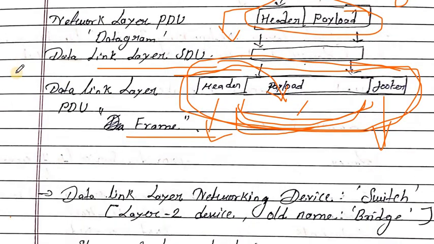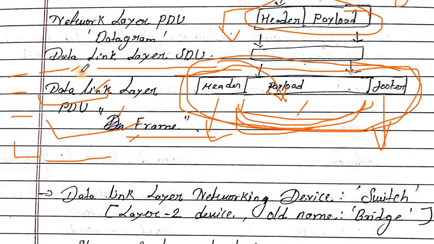Let's revise. The application layer's packet is called a message. The transport layer's packet is called a segment. The network layer's packet is called a datagram. The data link layer's packet is called a frame. These are the packets of each layer, having different names.